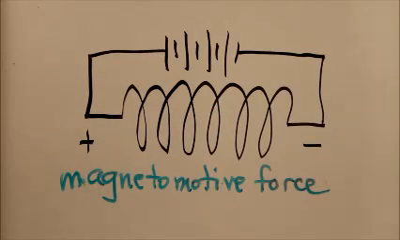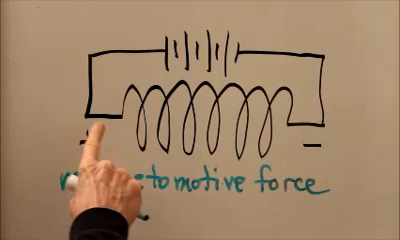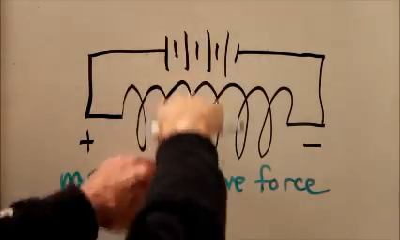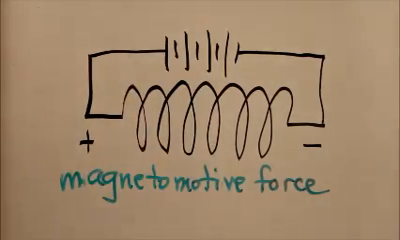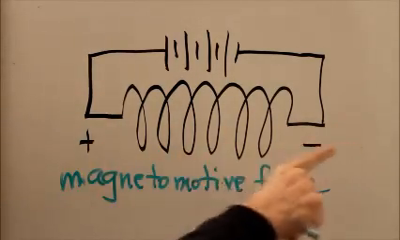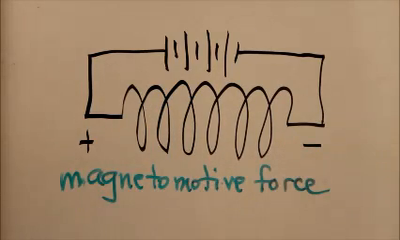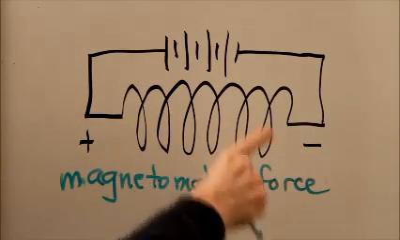What does that depend on? It only depends on two things: the current through the coil and the number of turns that the coil has. It doesn't matter how big or small the coil is in terms of diameter. It doesn't matter how stretched out the coil is in terms of how elongated it is. And it doesn't matter what we put inside it.